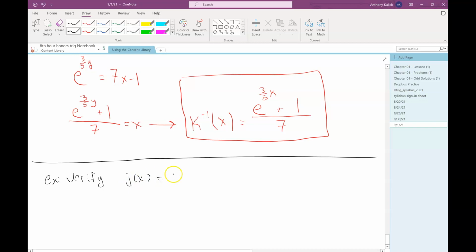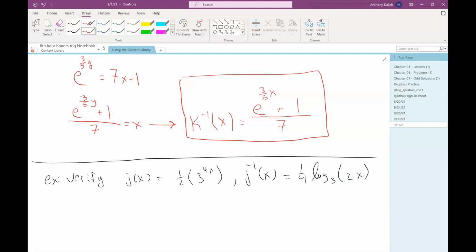So j of x was negative 1/2 times 3 to the 4x. And j inverse of x then was 1/4 log base 3 of negative 2x. I think it was just a regular one. Oh, did I write it as a regular 1/2? Sure. Whatever. The example in my notes, I guess I had a negative. It doesn't really make much difference. Paul? Absolutely.